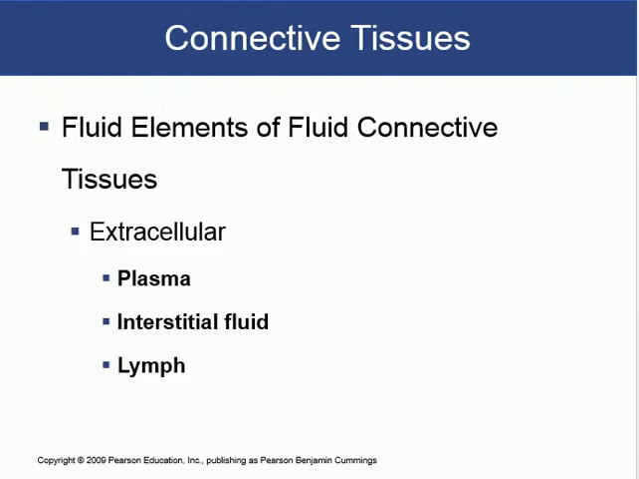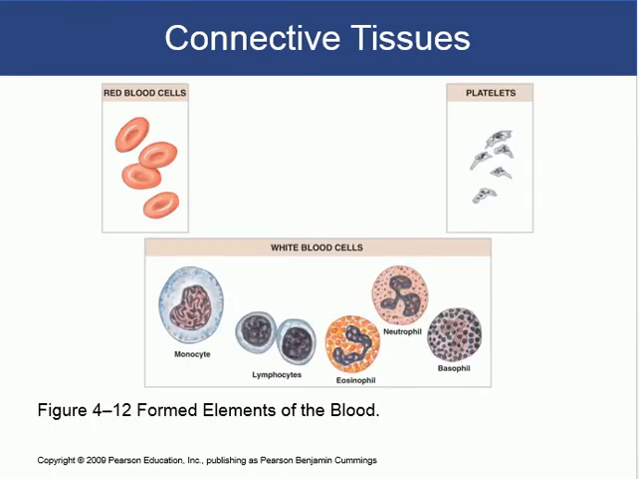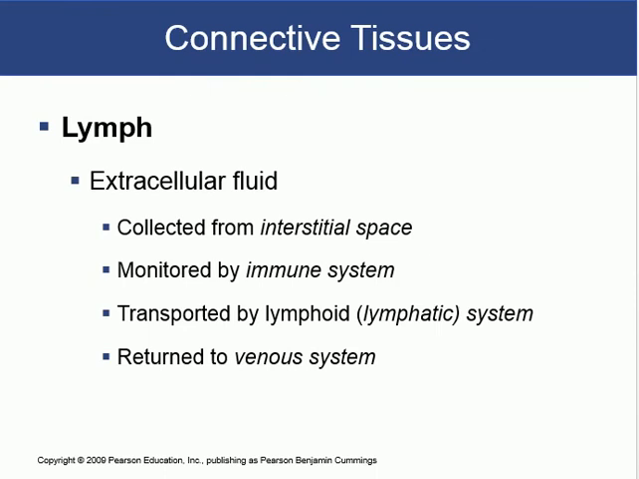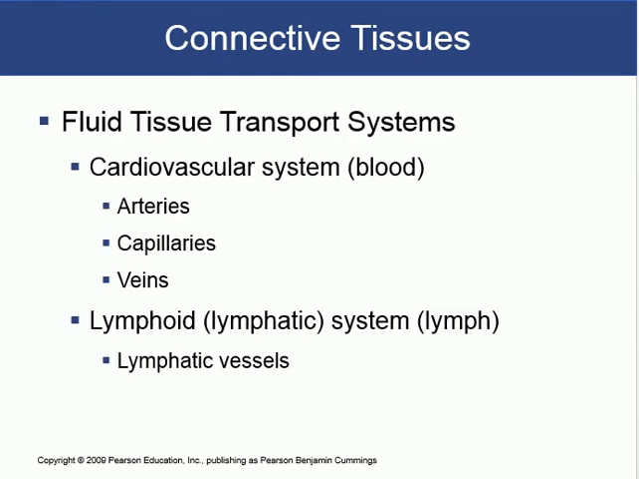So what's the difference between plasma, interstitial fluid, and lymph? Plasma is the fluid part of the blood. Interstitial is the fluid in between the cells. And the lymph is the extra of the interstitial fluid that returns back to the circulation. These are the different types of cells. And the lymph is the extracellular fluid that goes back to the circulation, and it's important for the lymphatic system. The blood vessels can be arteries, can be veins, or in between will be the capillaries.